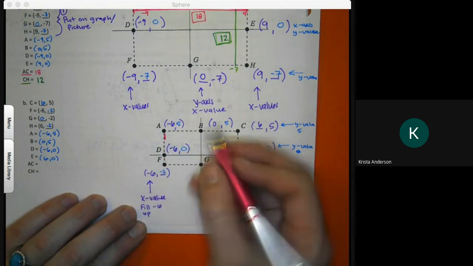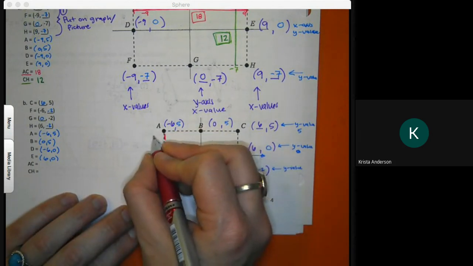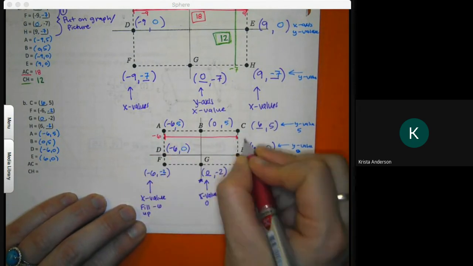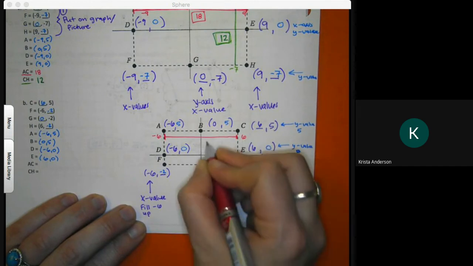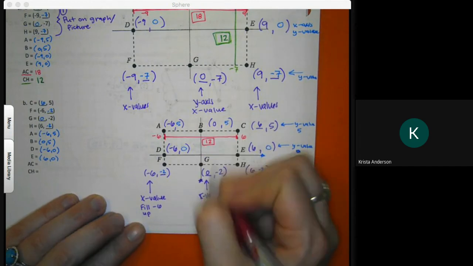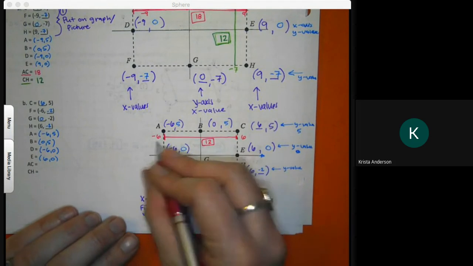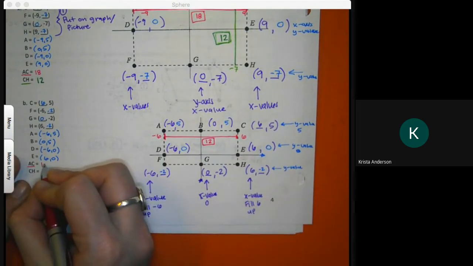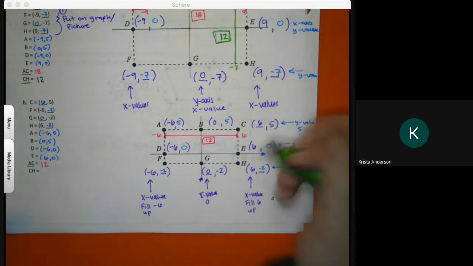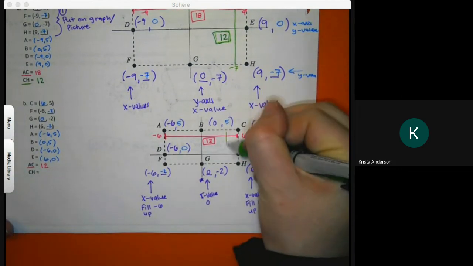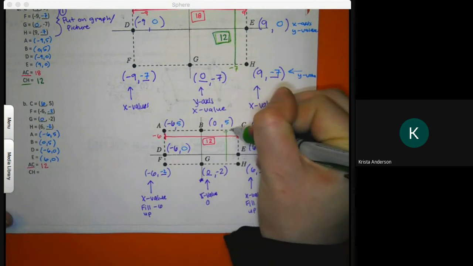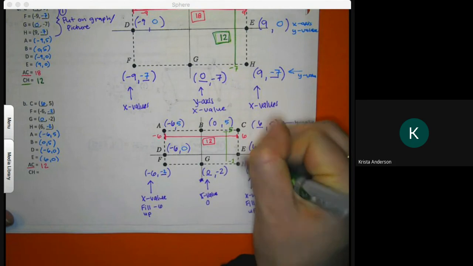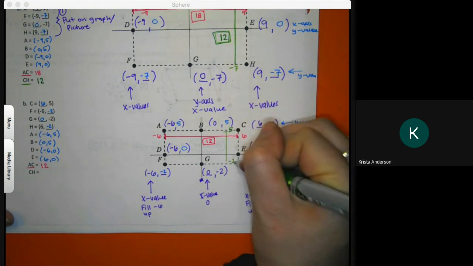It went from my left side of -6 all the way over to a +6. That would equal 12 when I add them up. 6 plus 6 is a distance of 12. The highest that it goes is 5. The lowest it goes is -2. 5 plus 2 is 7.